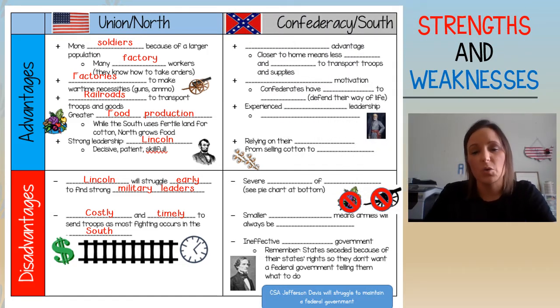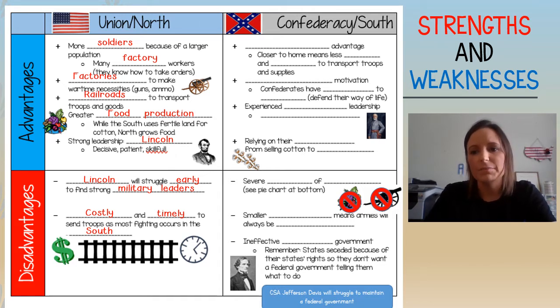Another disadvantage the North will face is the time and money it will take to transport soldiers and supplies to battle. Most of the fighting during the war will happen in the South, and while the North has thousands of miles of railroad track and control of major rivers, Lincoln will spend millions of dollars in today's equivalent to use these modes of transportation for the sake of war.